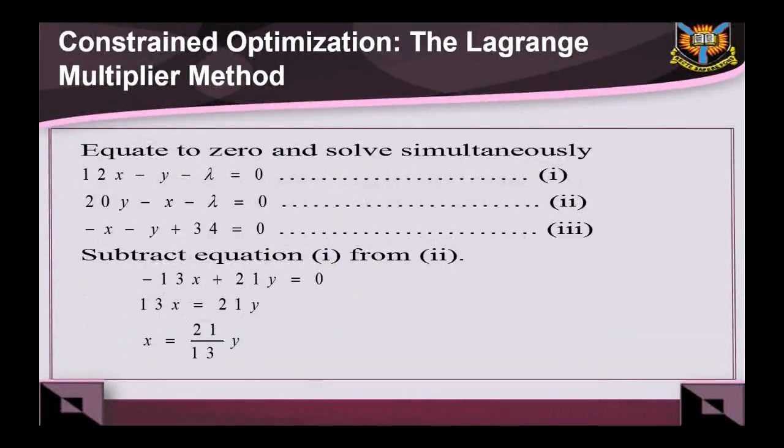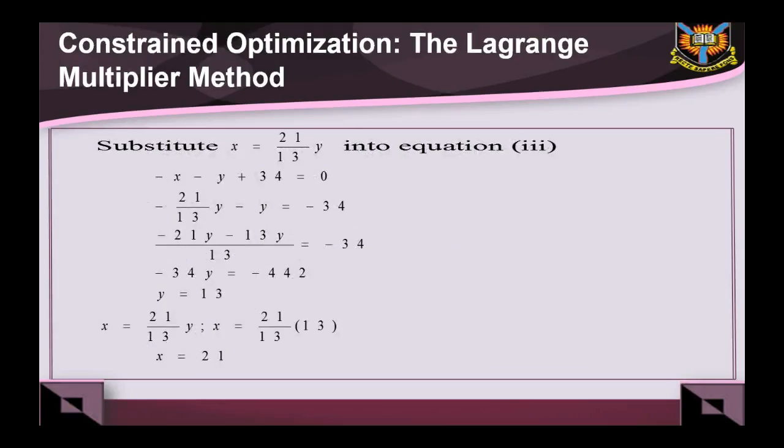12x minus y minus lambda equals 0 as equation 1. 20y minus x minus lambda equals 0, that's equation 2. Minus x minus y plus 34 equals 0, that's equation 3. Subtract equation 1 from equation 2. Minus 13x plus 21y equals 0. 13x equals 21y. x equals 21y divided by 13. Substitute x equals 21y divided by 13 into equation 3.